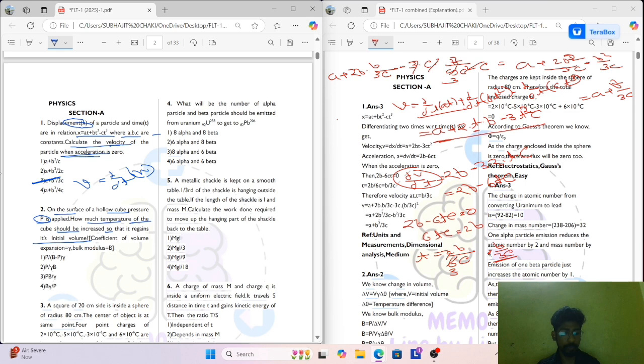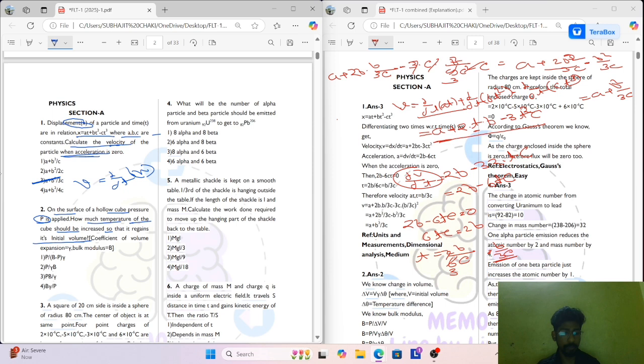And what is gamma? The coefficient of volume expansion. How to calculate gamma? Gamma is equal to del V by V, or V naught, into del T. You can say V here, the initial volume is V. Now from these two equations, you have to calculate.